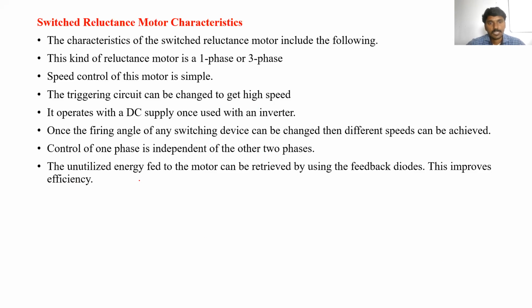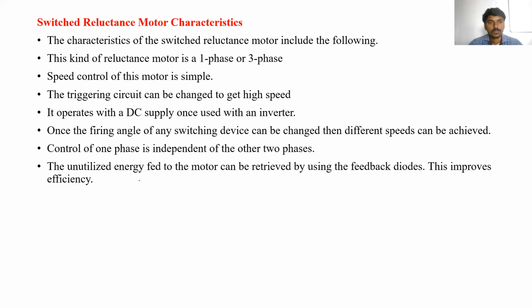Once the firing angle of any switching device can be changed, then different speeds can be achieved. If the sequence of the gate pulses changes, the firing angle changes. Obviously the voltage also changes, and the output power we are getting from the inverter also changes. If the voltage changes, the speed also changes.